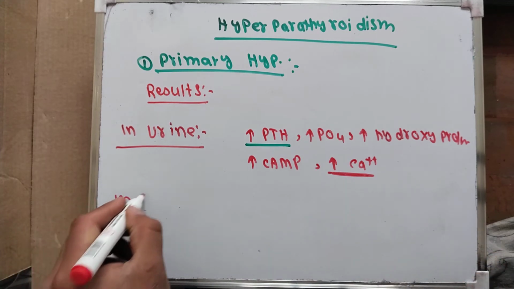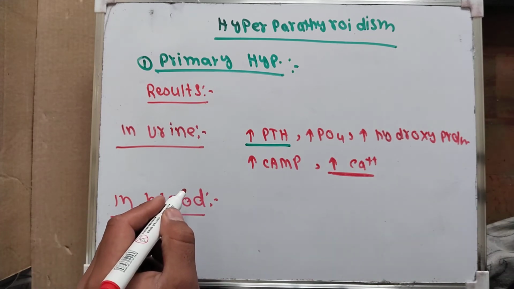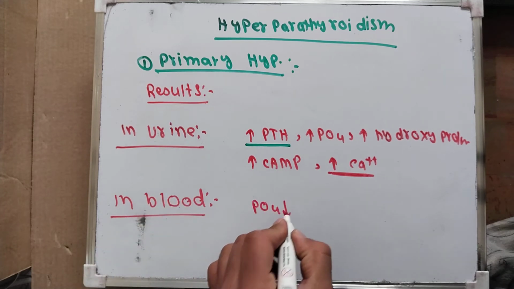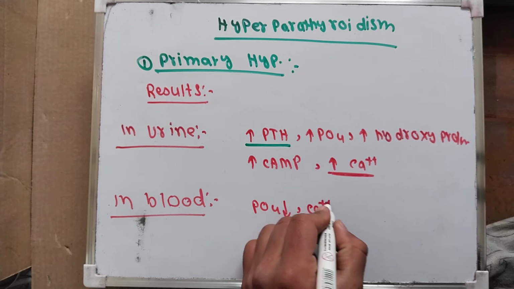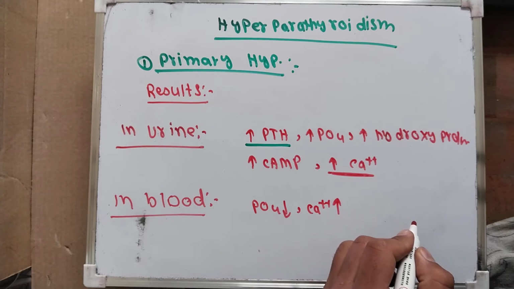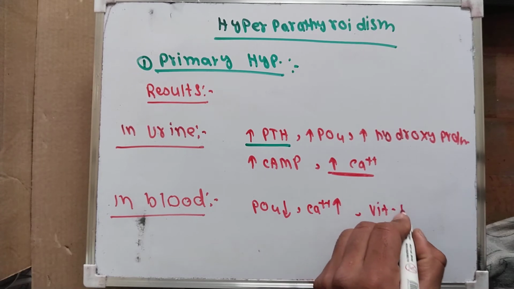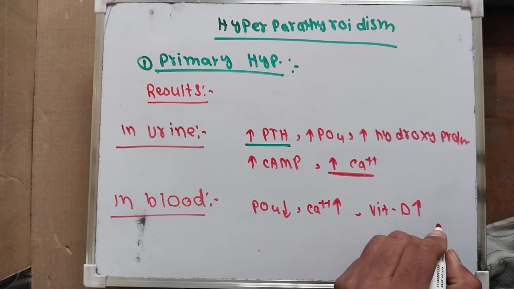Now, what will occur in the blood? In blood, phosphate will be decreased. Why? Because parathyroid hormone inhibits reabsorption of phosphate in the proximal convoluted tubule. Calcium ion concentration will also increase in the blood, because if it is present in high concentration in the urine, it is also present in high concentration in the blood, because reabsorption is also increased, and there will be high concentration of vitamin D. So this is the result of hyperparathyroidism.